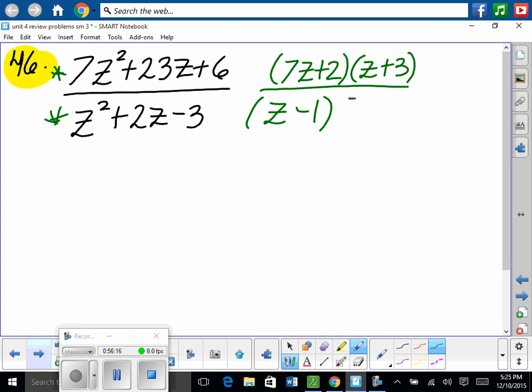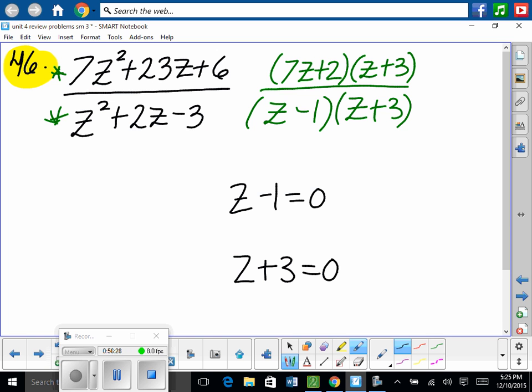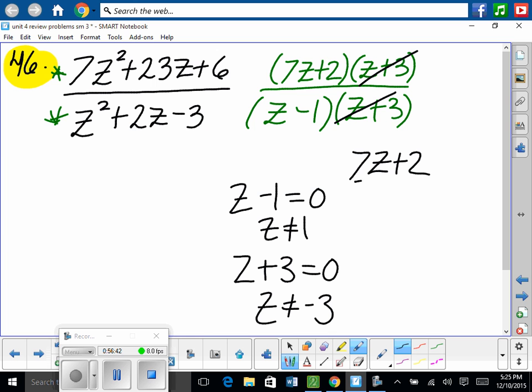times z plus 3. Before you divide anything out, you've got to restrict your bottom. So you have z minus 1 cannot equal 0, and z plus 3 cannot equal 0. So z cannot equal 1, and z cannot equal negative 3. So now that you've restricted your domain, you can divide out exact factors. So left on top is 7z plus 2. On bottom, we get z minus 1. And that's our answer as long as z does not equal 1 or negative 3.